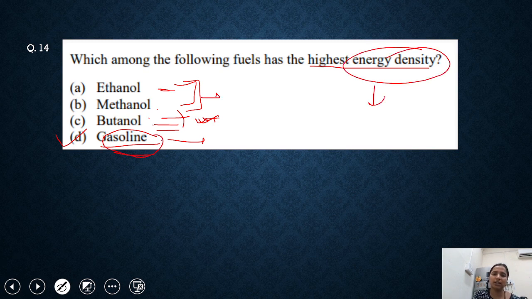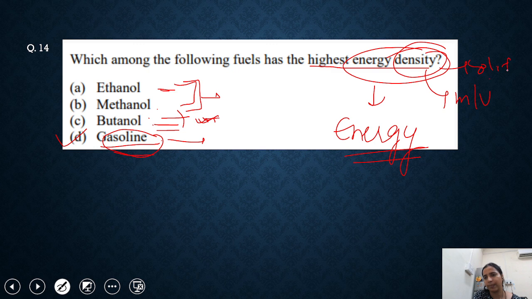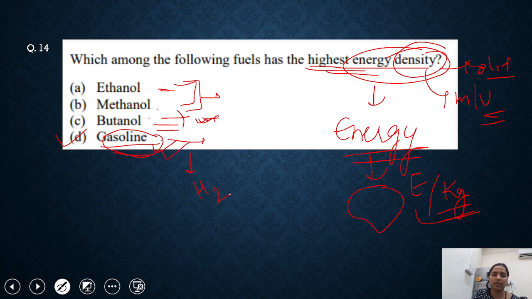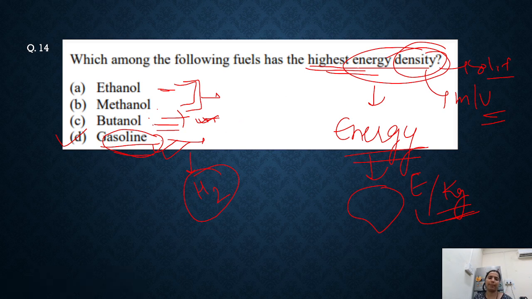Mainly, energy density refers to how much energy can be produced per volume or mass. Normally we define density as mass per volume for any solid substance. Similarly, for energy, we can define how much energy is present per kg, or how much energy is produced. So the highest energy density from these options is gasoline, though hydrogen has an even higher energy density. So from these, you will prefer gasoline as a fuel source. So for this question, answer is D.